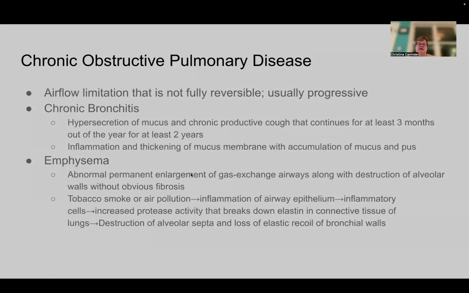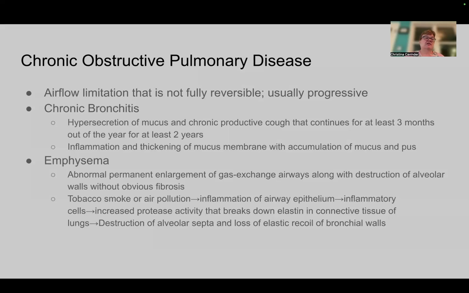So let's talk about that first, chronic obstructive pulmonary disease. So air limitation is not fully reversible. It's usually progressive, so it gets worse and worse and worse. It kind of starts out with chronic bronchitis. So you have hypersecretion of the mucus, chronic productive cough.